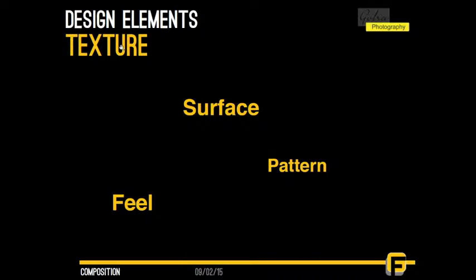Now let's move to the texture. Texture is something that gives you a surface. Surface means an area, or something that you can touch or you can guess what it is made out of. Is it made out of wood? Is it made out of foam? Is it made out of metal? So that's a surface feel. Texture will give you a feel.